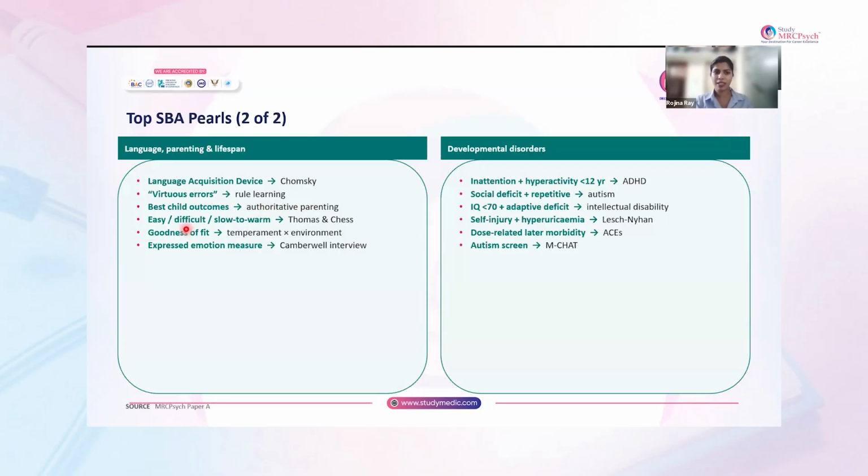Then the best childhood outcome, as I already told, is authoritative parenting. The temperaments by Thomas and Chess, 3 classes. Goodness of fit theory. Then expressed emotion is measured by the Camberwell interview. Then there are various neurodevelopmental disorders like ADHD, where there is inattention and hyperactivity-impulsivity. And in autism, there are social deficits and restricted repetitive behaviors. Then IQ less than 70 and adaptive deficits in intellectual disability. Then self-injurious behavior and hyperuricemia link with Lesch-Nyhan syndrome.